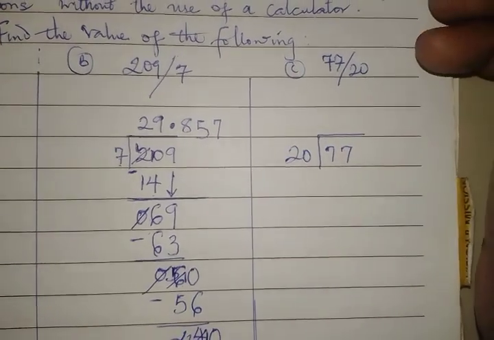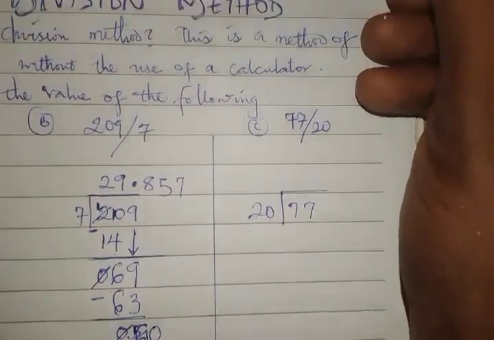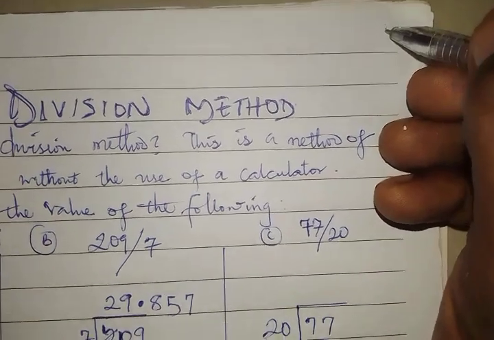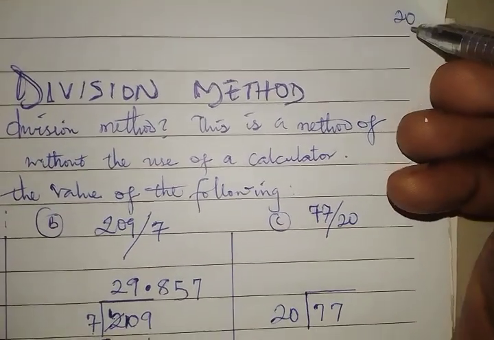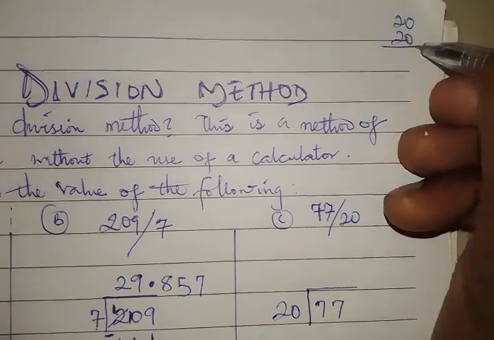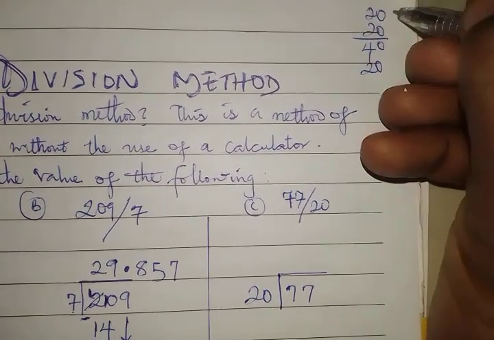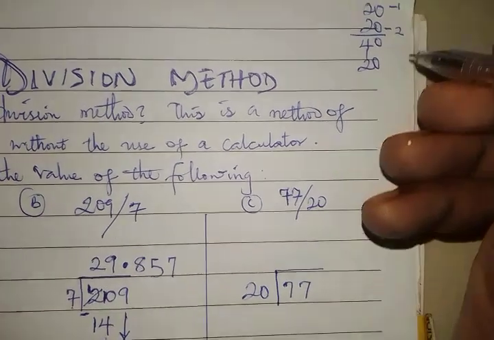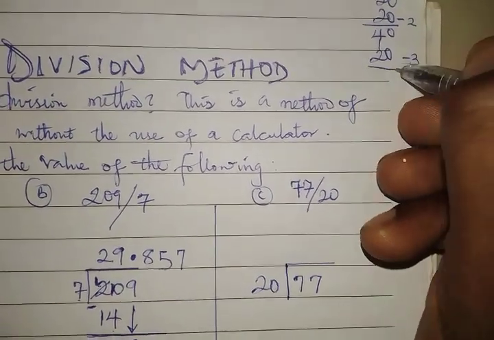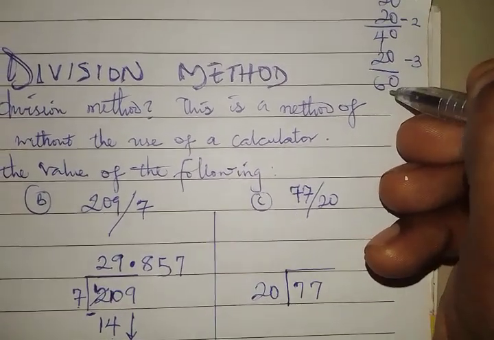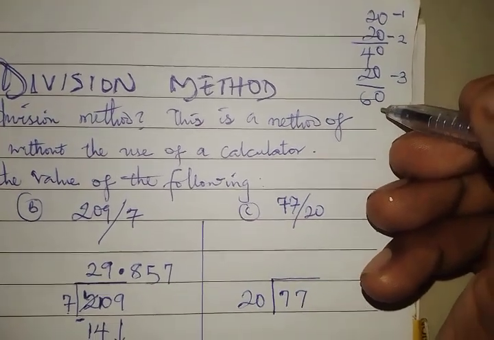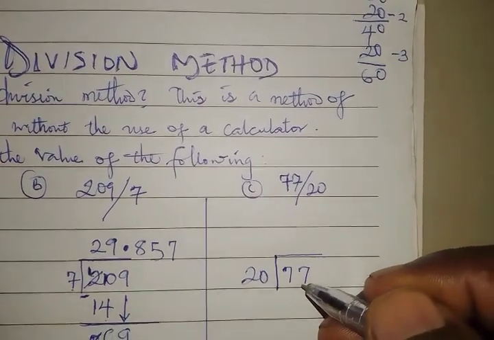Or I do the multiplication using the addition method. I can just choose to say 20, 20. What do I have? 40. And I'm still going to 77. I'll add 20 again. This is my 1. This is 2. I'll add 20 again. This is 3. I have what? 60. So now I have gotten something closer to 77.